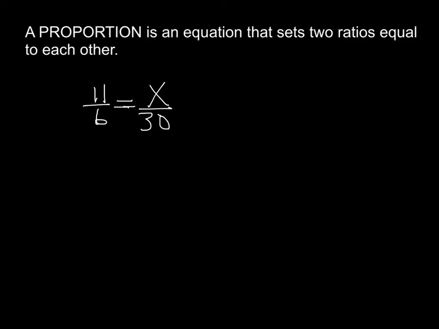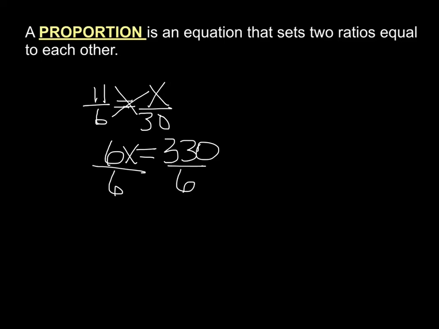We're going to cross multiply this. 6x equals 30 times 11, which is 330. Now we're going to divide both sides by 6, and we will get that x equals 55. And that's all there is to that.